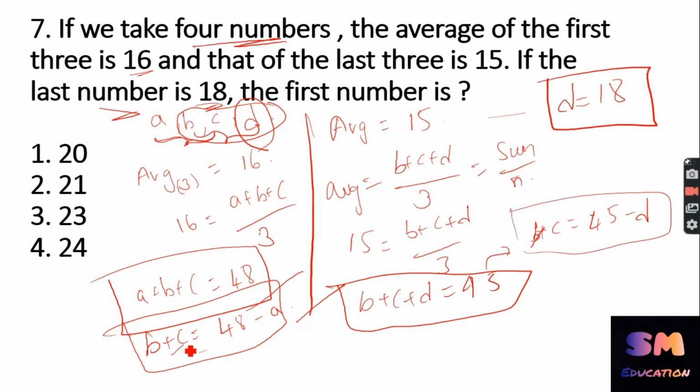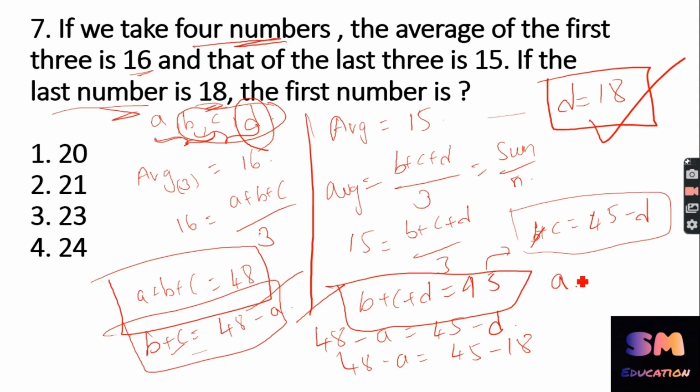As the LHS are equal, we can equate the RHS. 48 minus A equals 45 minus D. The last number is D, and its value is given as 18. So 45 minus 18. By solving this, we will get the first number, which is the A value, 21. So the value of the first number is 21.